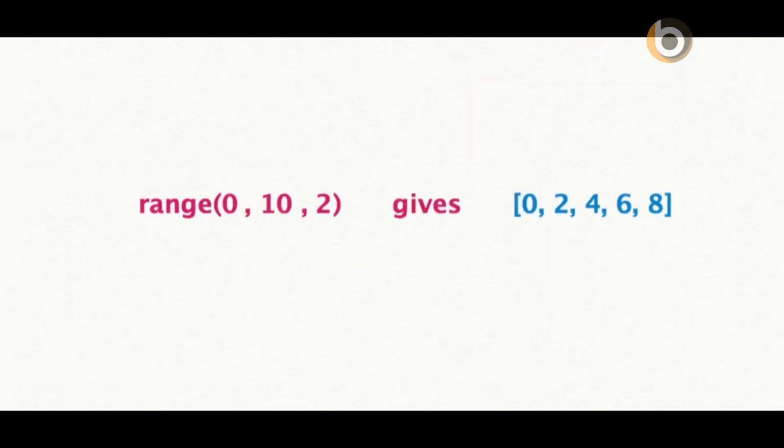Range function can also take 3 arguments. In this example, we specify that start from 0, end at 10 with an increment of 2. So the third parameter specifies the increment. So the output, as you can see, started from 0, ended at 8 because it will not include the upper limit, and gave the increment of 2. So the starting list element is 0 with an increment of 2.